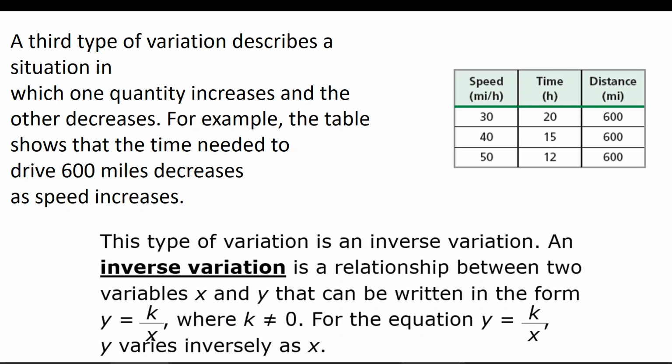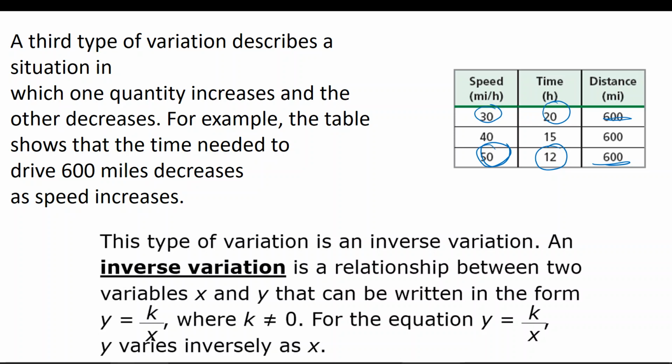Okay, a third type of variation describes a situation in which one quantity increases and the other decreases. For example, the table shows that the time needed to drive 600 miles decreases as speed increases. So you can see at 30 miles an hour, it's going to take you 20 hours to drive 600 miles. But notice at 50 miles an hour, it's going to only take you 12 hours to drive the same distance. So as our speed increases, our time decreases.